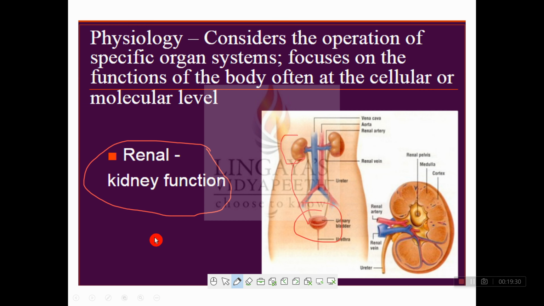But if we focus on how the urine formation occurs, how the urine is passing, this will come under physiology, how the organs of the excretory system, that is the kidney, perform their function, filtering the blood and making the urine out of the waste material. So, the formation of the urine and the filtration of the blood plasma comes under the branch of physiology. So this is what physiology is.